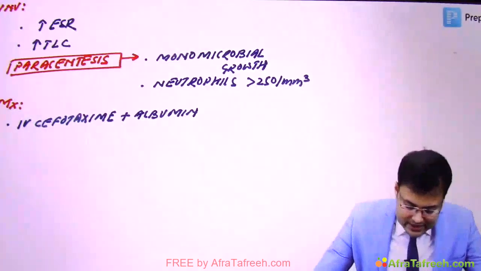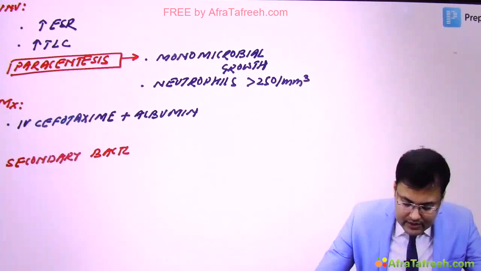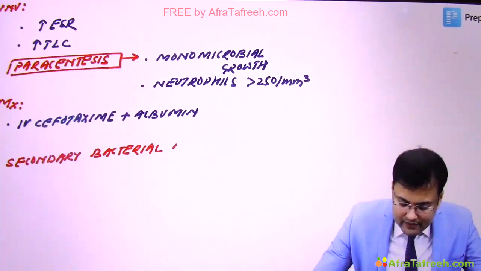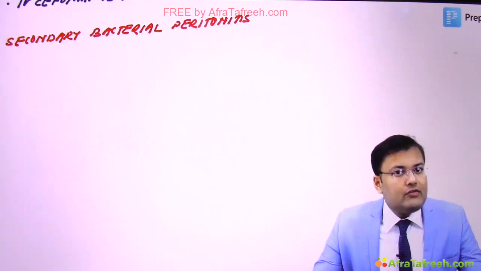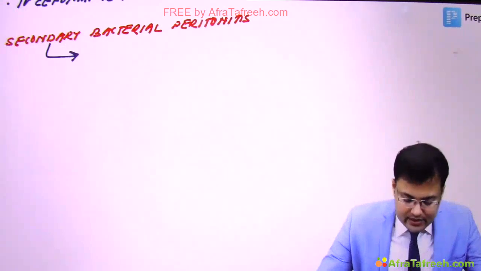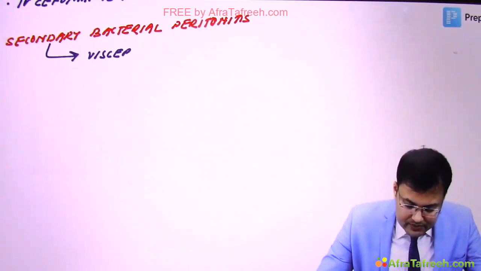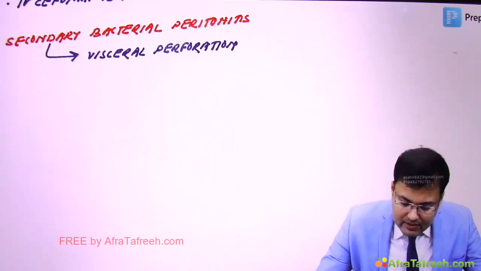Now see the secondary bacterial peritonitis. Here the term is self-explanatory. What? That it's a bacterial peritonitis secondary to something. Secondary to what? Secondary to visceral perforation. So this bacterial peritonitis is secondary to visceral perforation. Clear? Especially the small bowel or large bowel perforation.